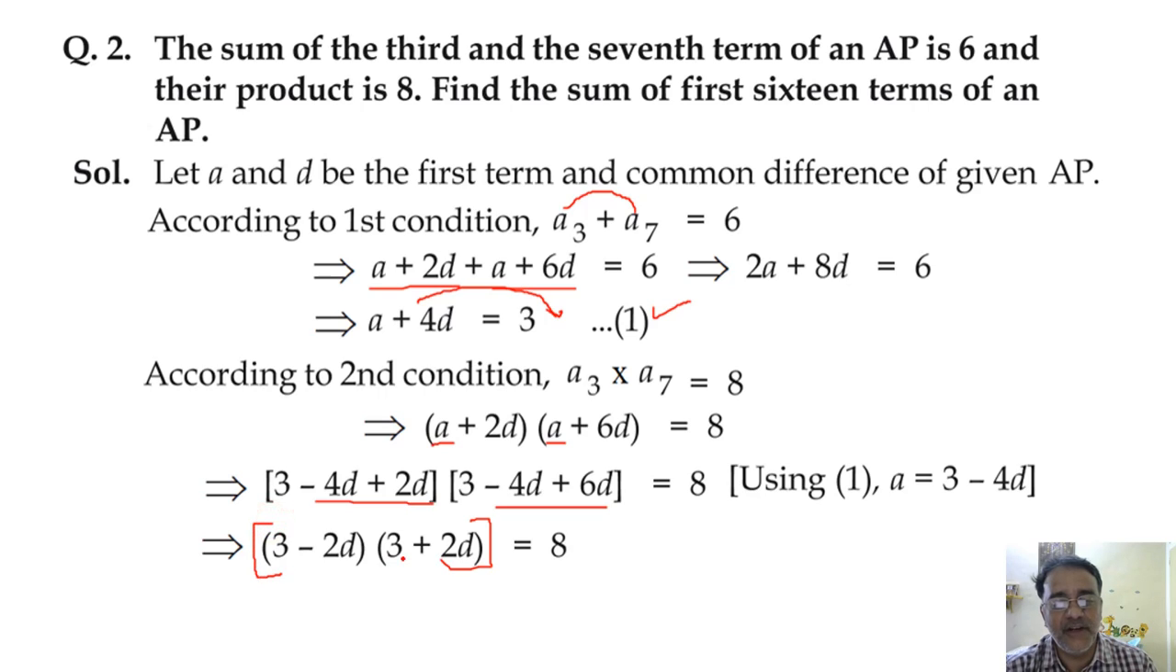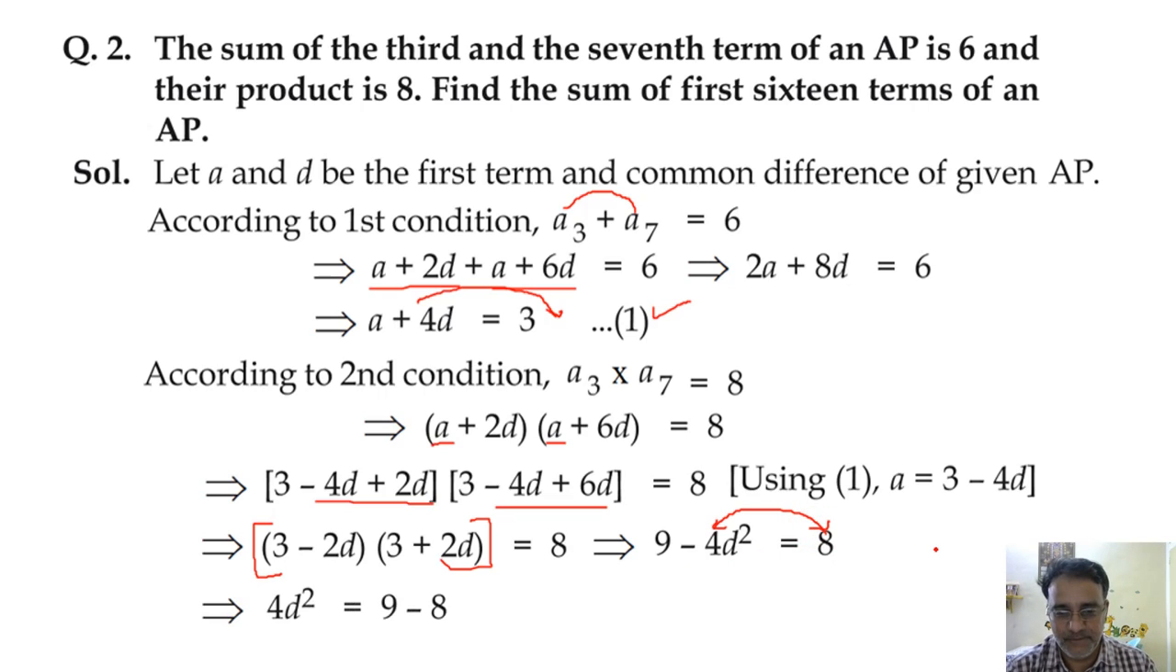So what are we going to get here? 9 minus 4D whole square. Not 4D whole square, 4D square. Okay? Or say 2D whole square. So 9 minus 4D square is equal to 8. Interchange these two. So 4D square is equal to 9 minus 8, that is 1, and we get D square is equal to 1 by 4. So what is the value of D? 1 by 2. 1 by 2.